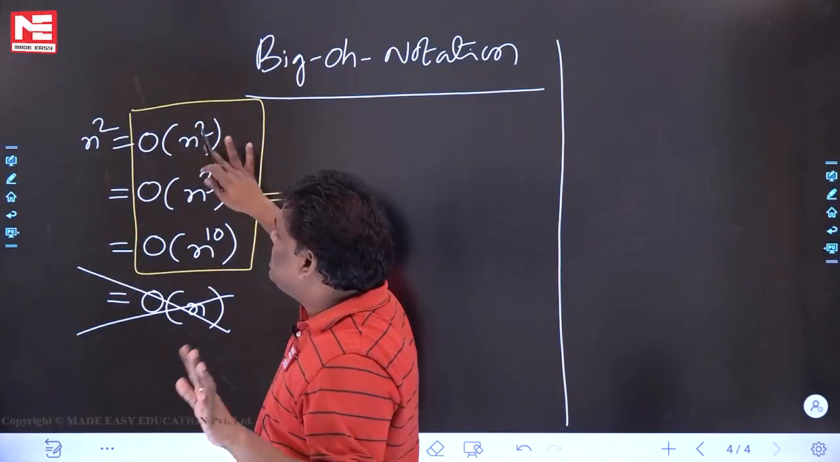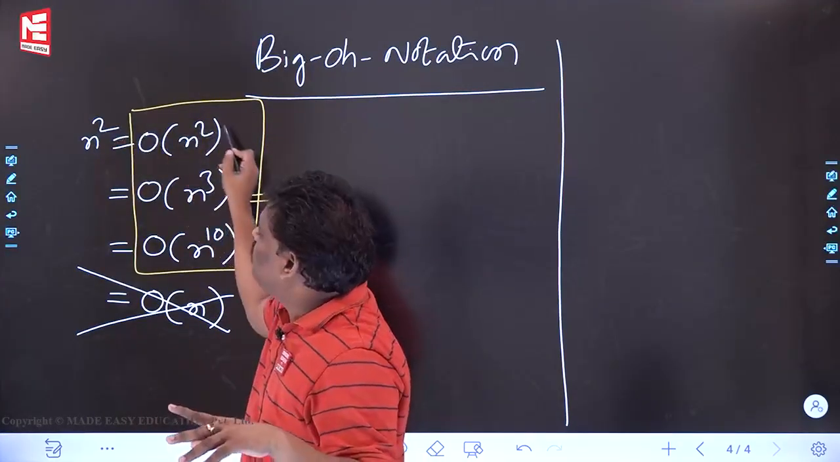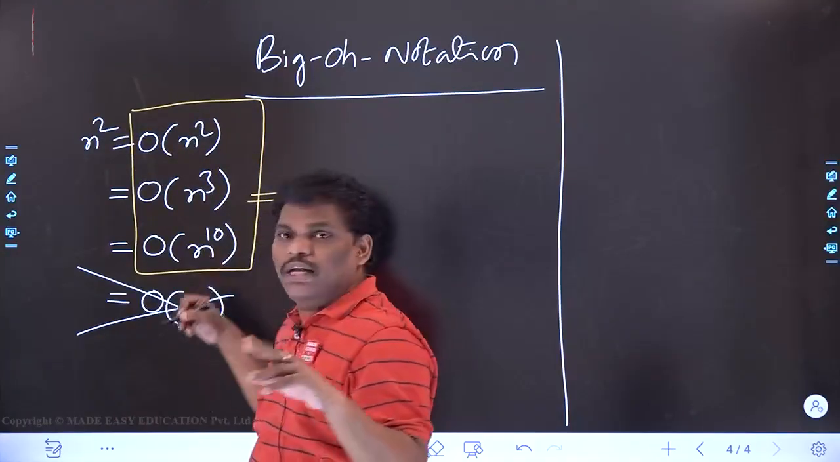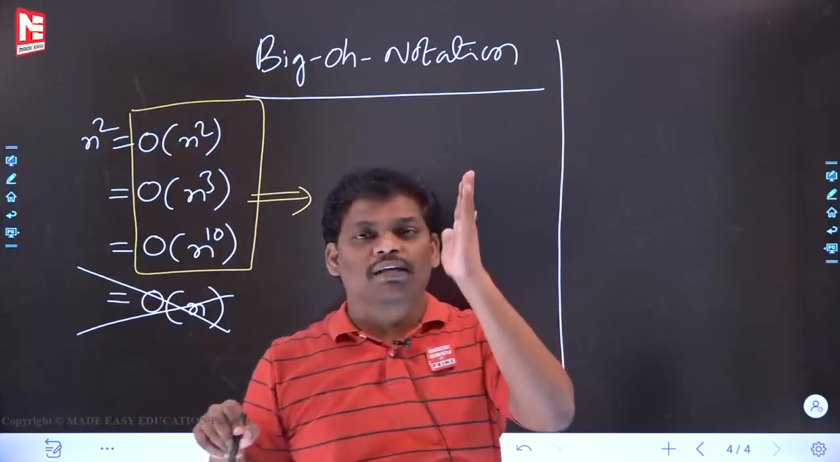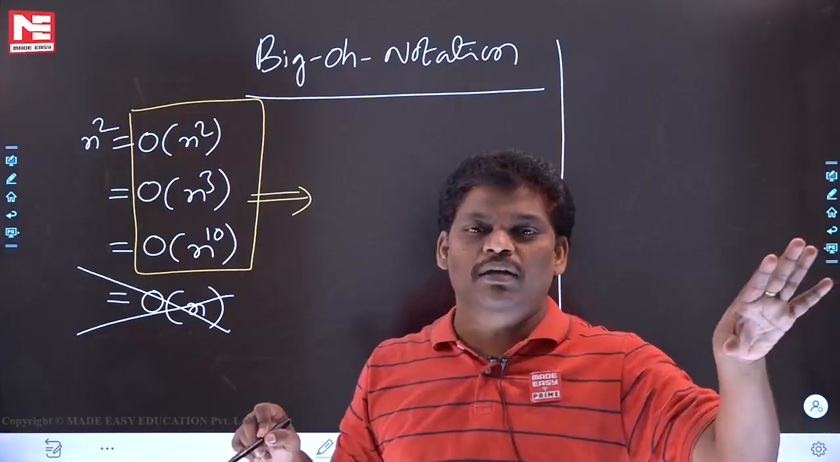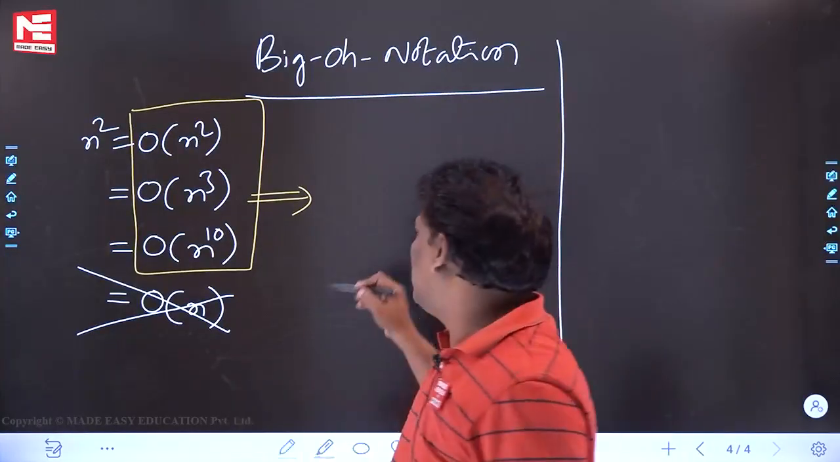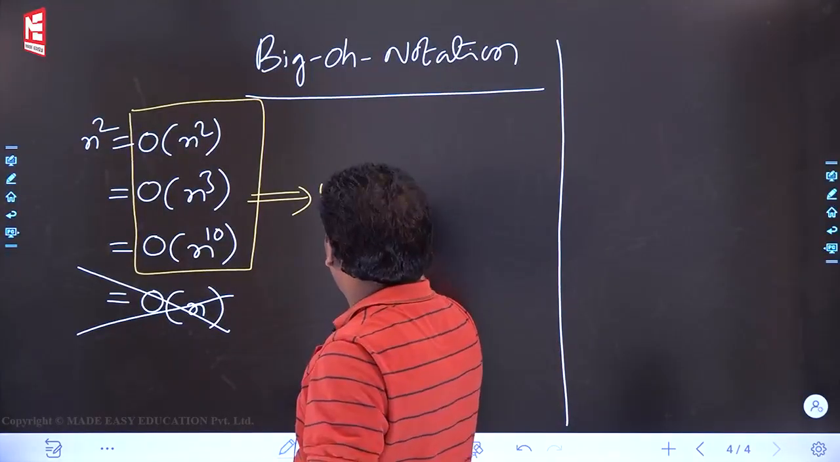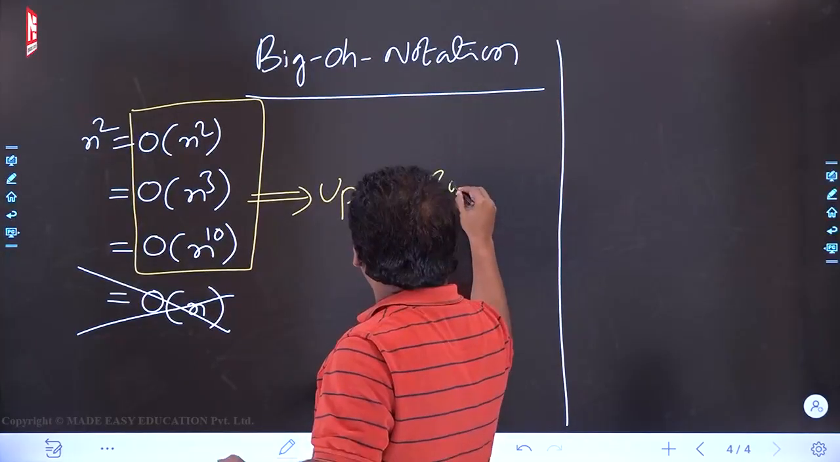Big O notation, right-hand side: either greater or equal functions will be there. Those are known as upper bounds.